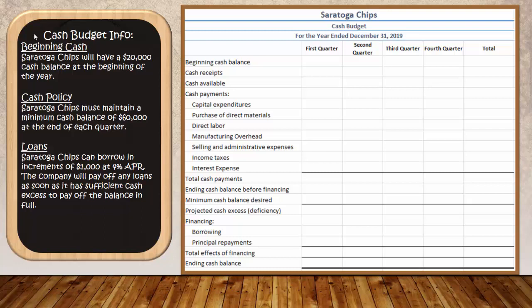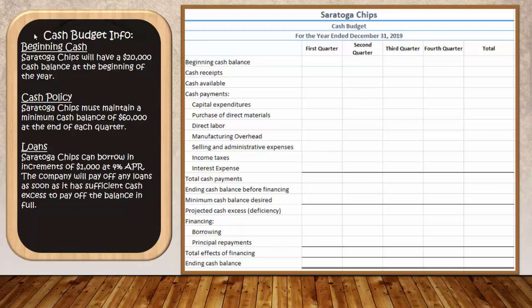And if we do have to take out a loan, we can borrow in increments of $1,000 at 4% annual percentage rate. We have to pay off the loan in full as soon as we have sufficient cash access to do so. And we'll show you how that works in a minute.